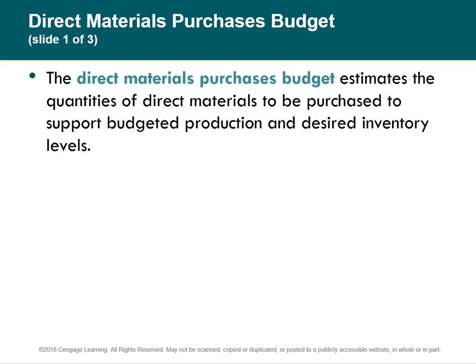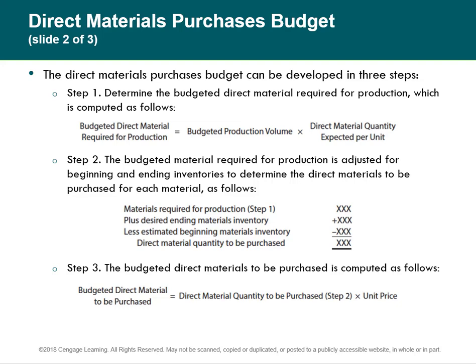Now direct materials, and this comes off the production budget. If we're going to produce 47,000 units, then how much do we need in materials to produce that? That's what the direct material purchasing budget gives us. So the first step, to figure out direct materials required, is our budgeted volume times the expected direct material quantity per unit. Materials required for production plus desired ending inventory minus the beginning inventory again gives us the direct material quantity to be purchased.